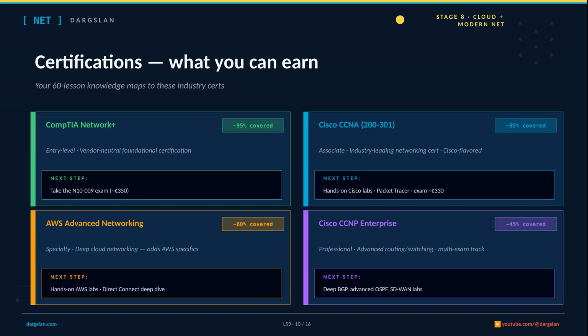AWS Advanced Networking lands near 60%. The cloud fundamentals are in place. You'd layer on Direct Connect and AWS native specifics. And CCNP Enterprise at 45% gives you a serious head start on the professional track, with deep BGP, advanced OSPF, and SD-WAN as your next frontier.